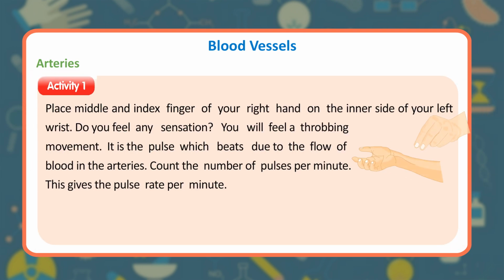Activity. Place the middle and index finger of your right hand on the inner side of your left wrist. Do you feel any sensation? You will feel a throbbing movement. It is the pulse, which beats due to the flow of blood in the arteries.